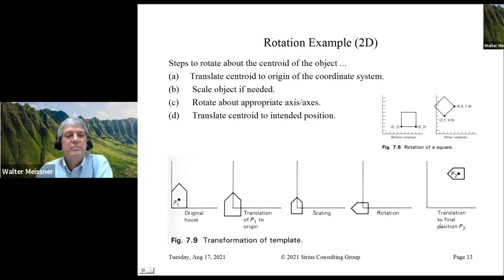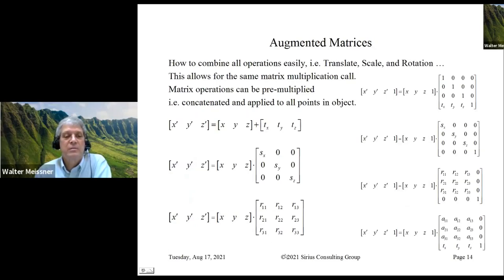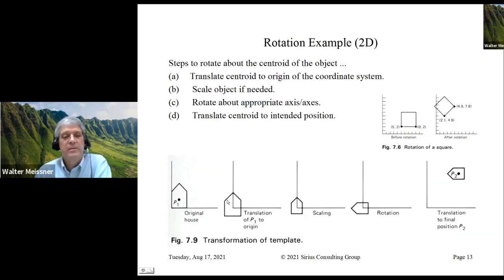Okay, so here's a rotational example in 2D. The steps are: translate the centroid to the origin of the coordinate system, scale the object if needed, rotate about the appropriate axis or axes, and translate the centroid back to the intended position. So here's the original house. Here it is.